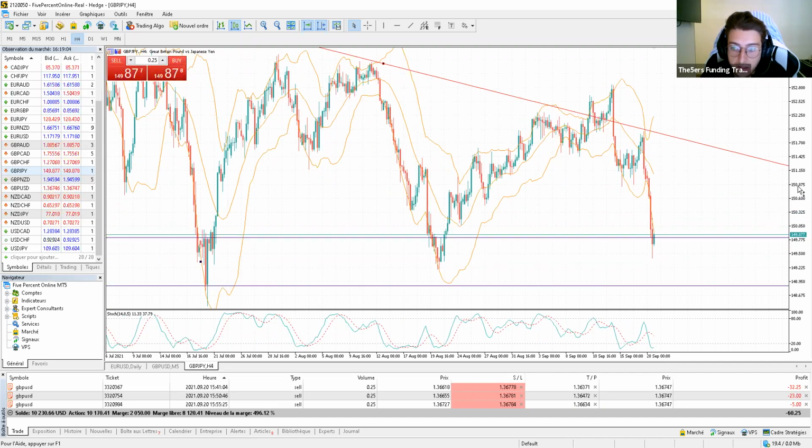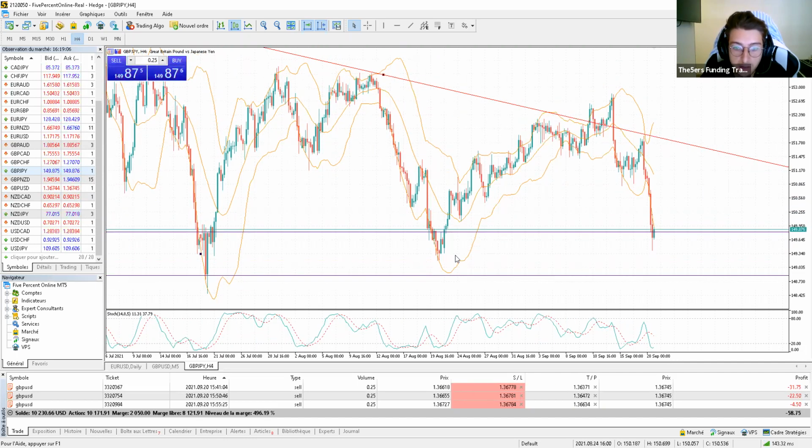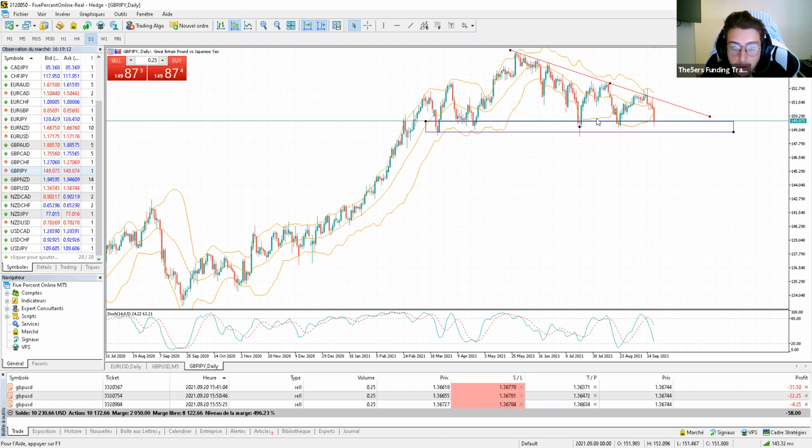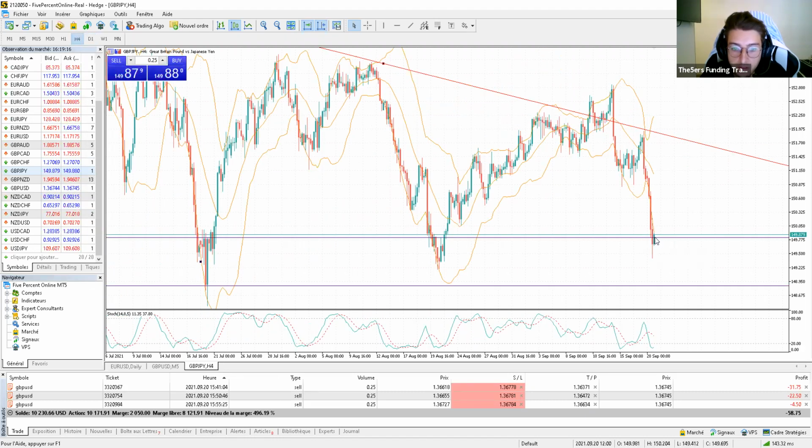Okay, so technically that's what I see here. I see a demand that reacted multiple times. Here is the H4 chart, but if you see the daily chart, it's a demand that reacted multiple times. Actually, the market is starting to make a small reaction. It's on H4, so I don't think it makes a lot of sense to make a buy here.